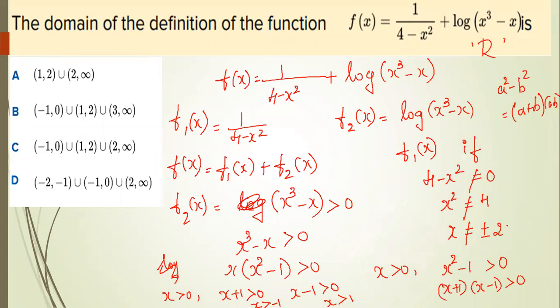Are you following this? Why have we taken x cube minus x greater than 0? Because x cube minus x is inside a log, it's a function of log. So log is always greater than 0, which means this particular thing, that is x cube minus x, should be greater than 0. Further, I have simplified and found the value for x. So either x should be greater than 0, or greater than minus 1, or greater than 1. Okay, are you following this?